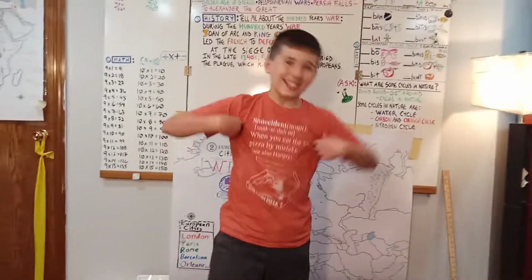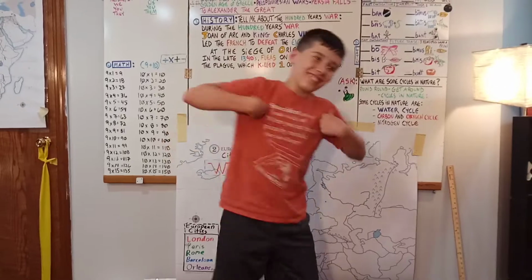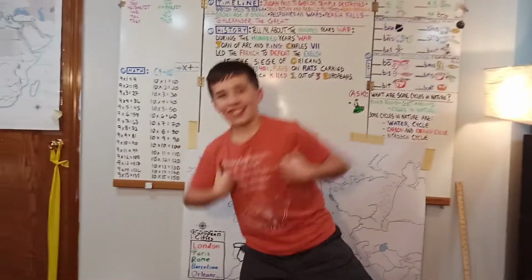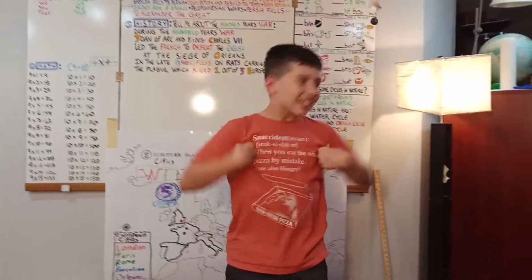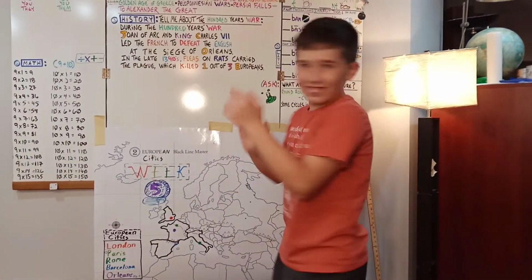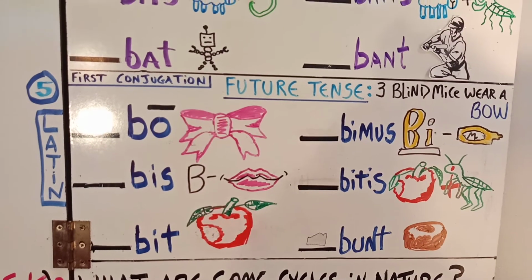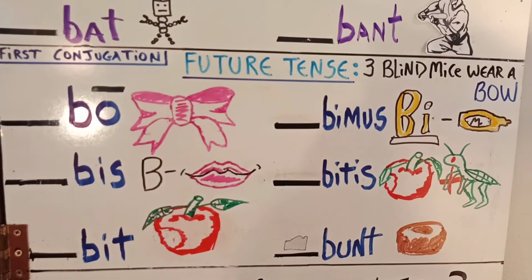Nominative pronouns: I, you, he, she, it, we, you, they. Objective pronouns: me, you, him, her, it, us, you, them. One more time. Nominative pronouns: I, you, he, she, it, we, you, they. Objective pronouns: me, you, him, her, it, us, you, them. Clap, clap, clap, clap.